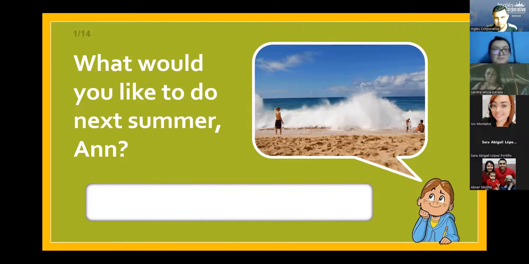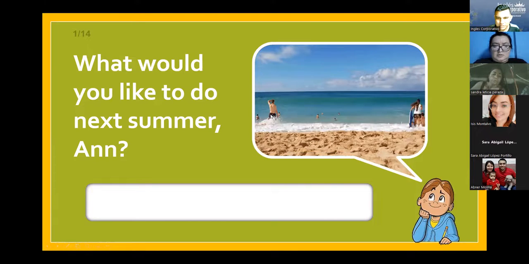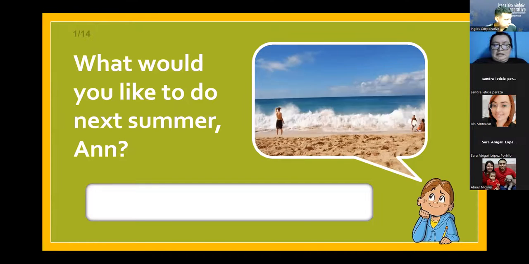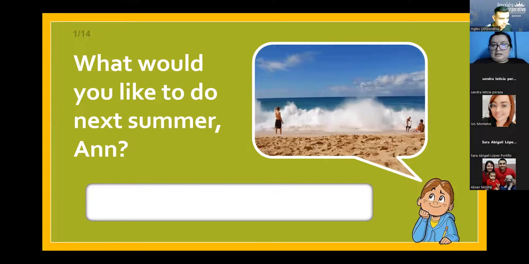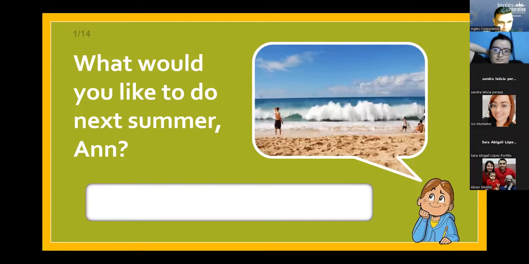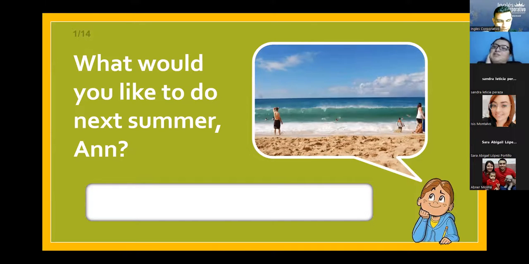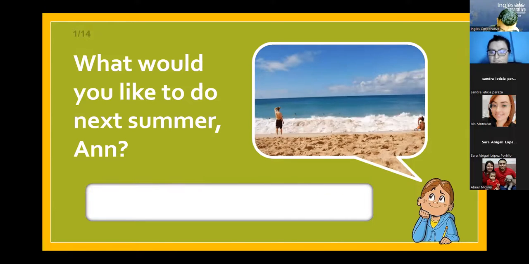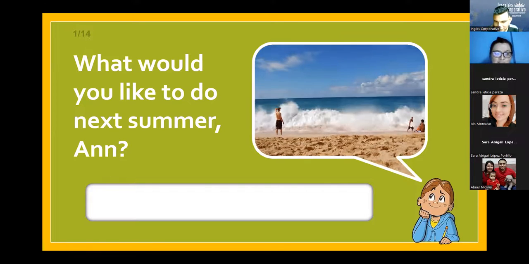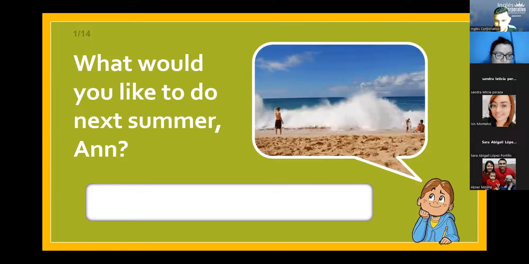They would like to swim. Bien. They would like to swim. Otra opción podría ser: I would like to visit. Se me olvidó cómo se dice playa. Beach. Okay, la I un poquito larga. Beach. Sí, porque si la hace corta, eso es otra cosa. Entonces sería, I would like to visit the beach.